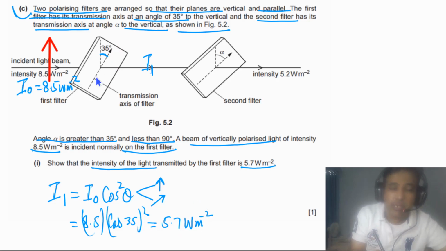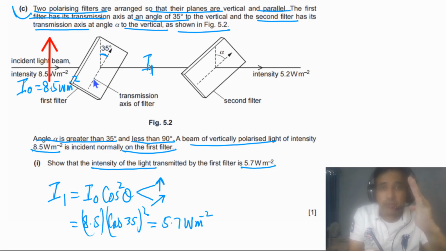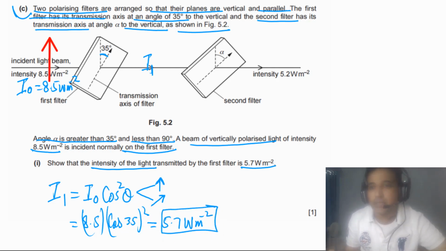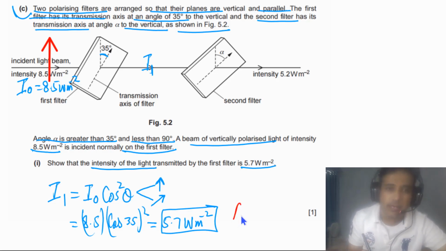So this angle you have to take between the transmission axis of the first filter and the vertically polarized light. So this is our transmission axis, and the light is vertically polarized. So the angle between these two we have to take, and then we need to take the cosine square of that angle, and we can find our final answer. So this is our final answer, and this question has only 1 mark.